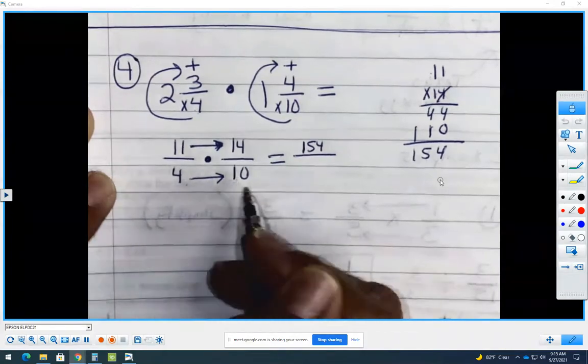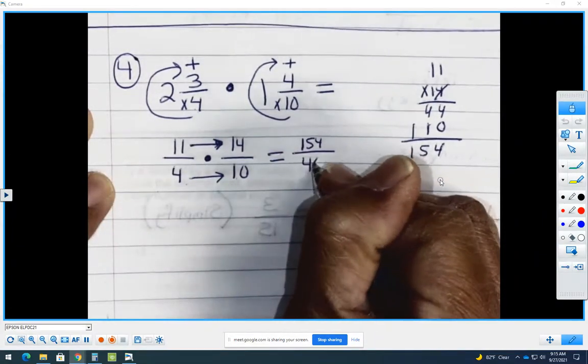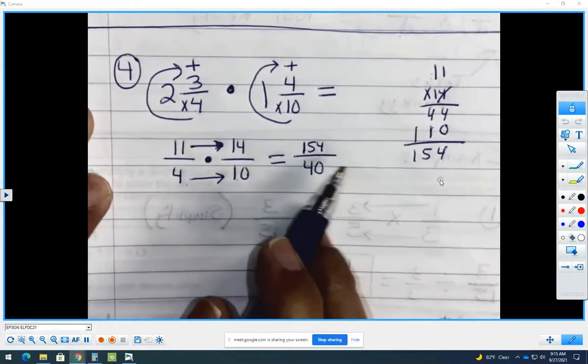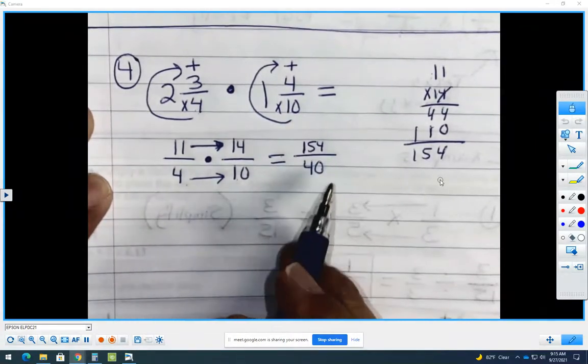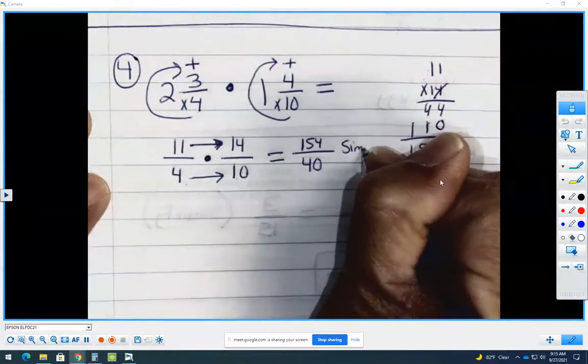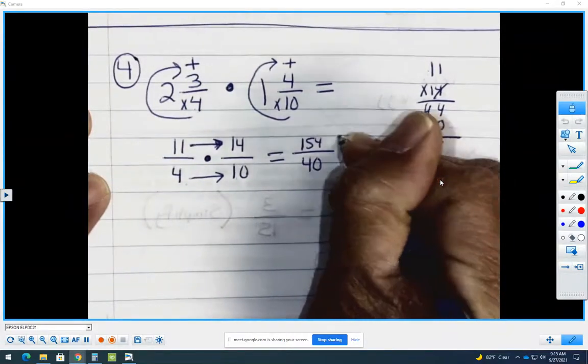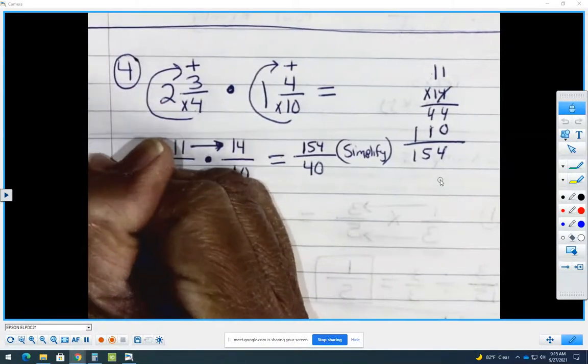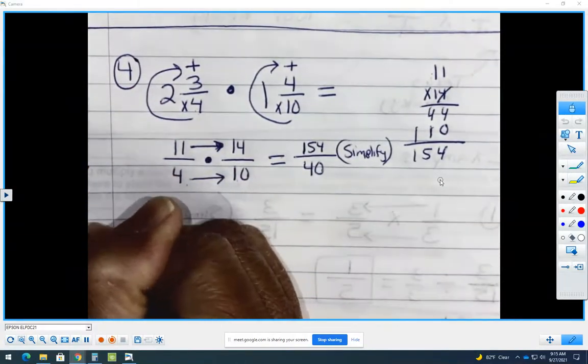Now, 4 times 10, that's easy. 40. Yes, I actually found out. Okay, that's an improper answer. We don't want that. But before we even check that, let's check if we can simplify it. Who's going to help me with the simplify checklist? So let me do a checklist: 2, 3, 4, 5, 6, 7, 8, 9, 10, 11.